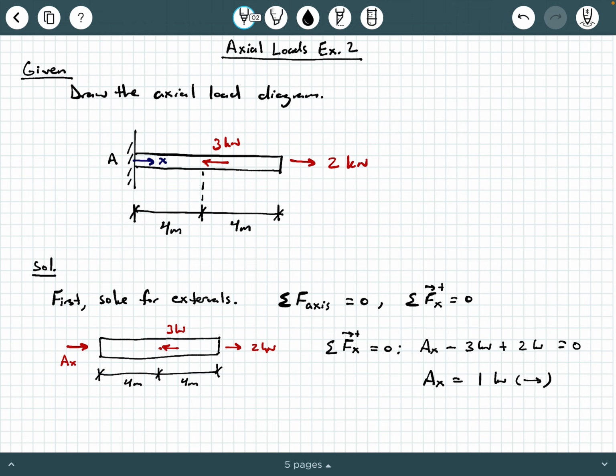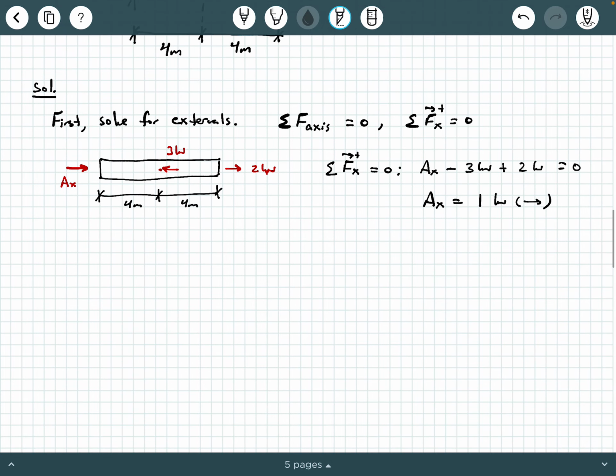Okay? Now, how do I know that? Well, again, I'm just looking at this free body diagram, and I assumed AX was pointing to the right, so that's why it shows up as a positive AX in the equilibrium equation. 3 kilonewtons is pointing to the left, hence the negative 3 kilonewtons. 2 kilonewtons pointing to the right, hence the positive 2 kilonewtons. Do some rearranging, and AX comes out to be a positive 1 kilonewton, which means it is in fact pointing in the direction that we assumed it to be in that free body diagram.